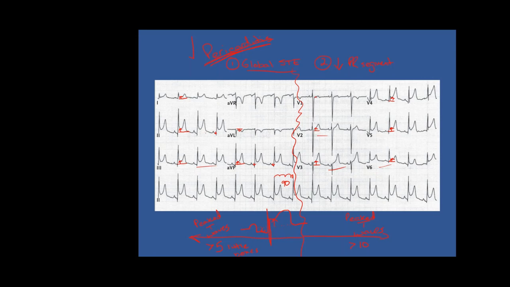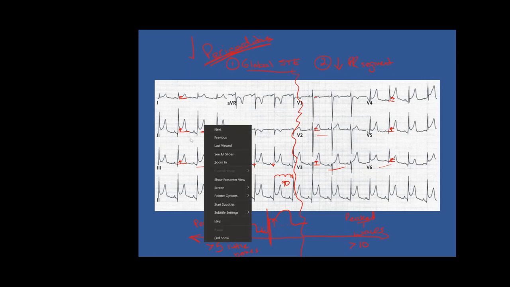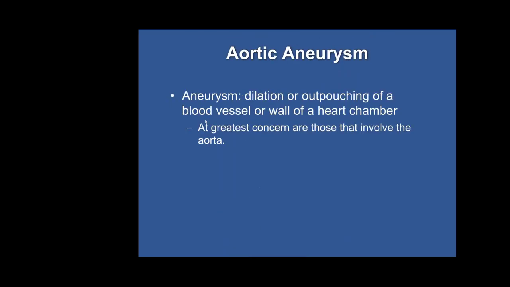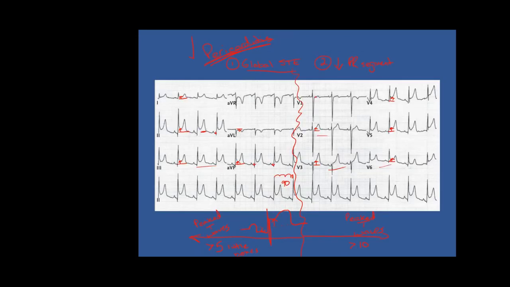And so if here's our baseline, 5 boxes is here. There's that. 5 little boxes is there. So we definitely have more than 5 little boxes, so we have peaked T waves. On this side, 10. Even if we're saying that's the baseline, that would be 5. That's pushing pretty close to 10 boxes there.